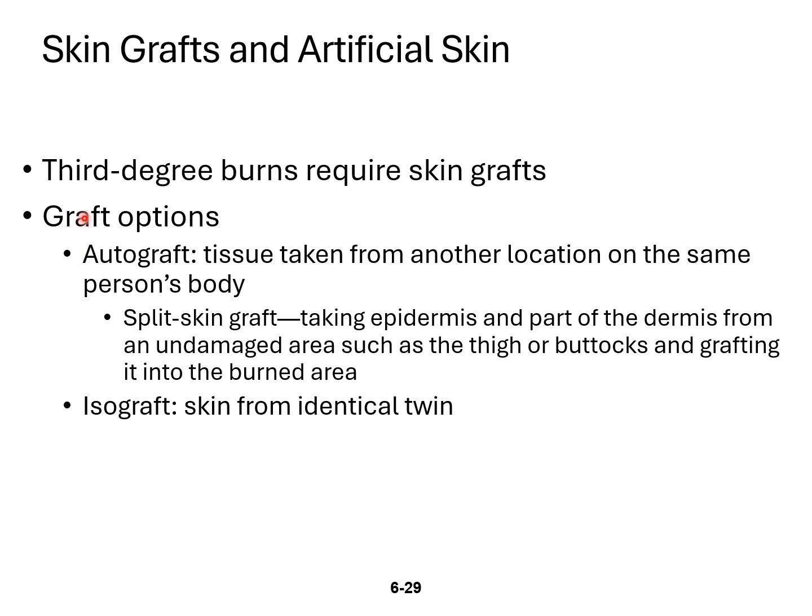And finally, third degree burns require skin grafts because you need to put something on top of the skin while it heals. Sometimes you can have an autograft, which is tissue taken from another location on the same person's body. It can be a foot, it can be a butt, it can be other parts of the body that are similar to that type of tissue. It can also be an isograft, skin from an identical twin. They're also doing other types of skin grafts that are cell-grown tissues that are also being used nowadays. So all of these different things can be used in a third degree burn.